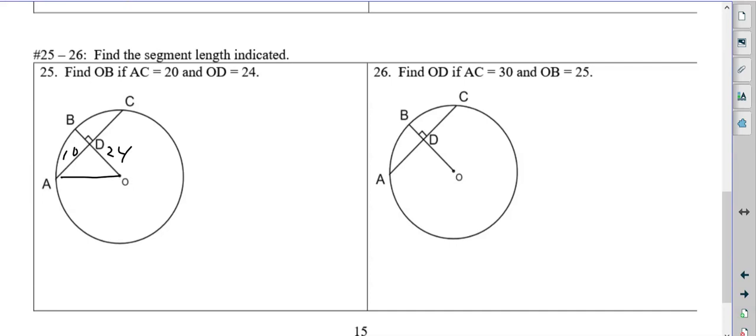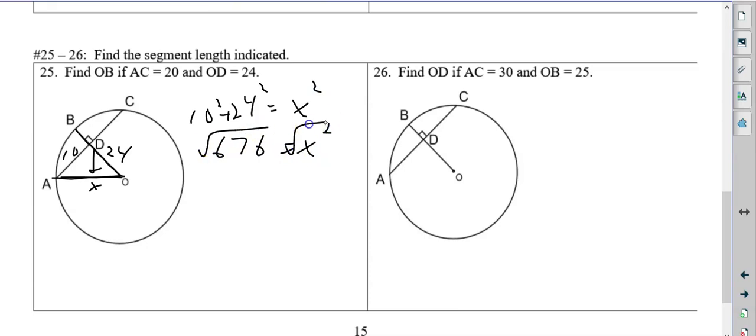Notice that OB and OA are both radii of the circle. So if we find OA, we'll find OB. That is the hypotenuse of the triangle, so it's Pythagorean. If we do 10 squared plus 24 squared to get x squared, we get 676. And we square root those, we get 26. So OB is 26, the same as OA.